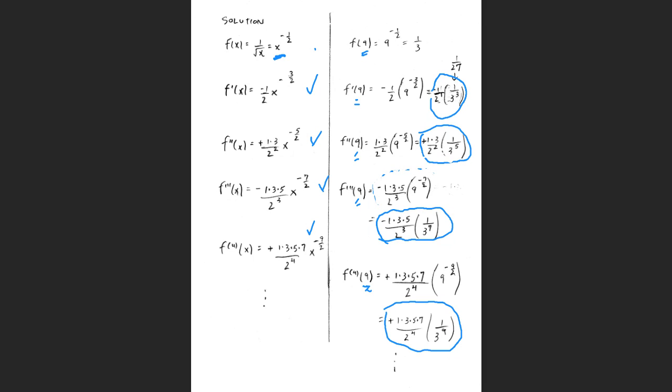Now that we have the function evaluated at 9 and the first 4 derivatives evaluated at 9, we're ready now to plug the function and derivative values into the Taylor series formula. That's what we want to do.